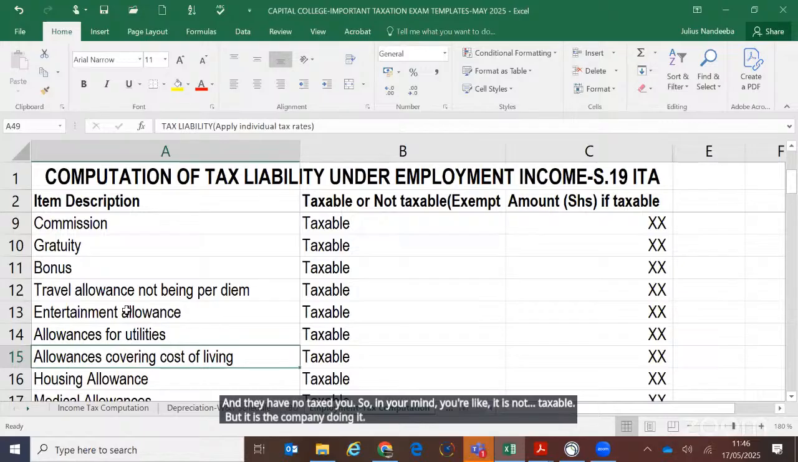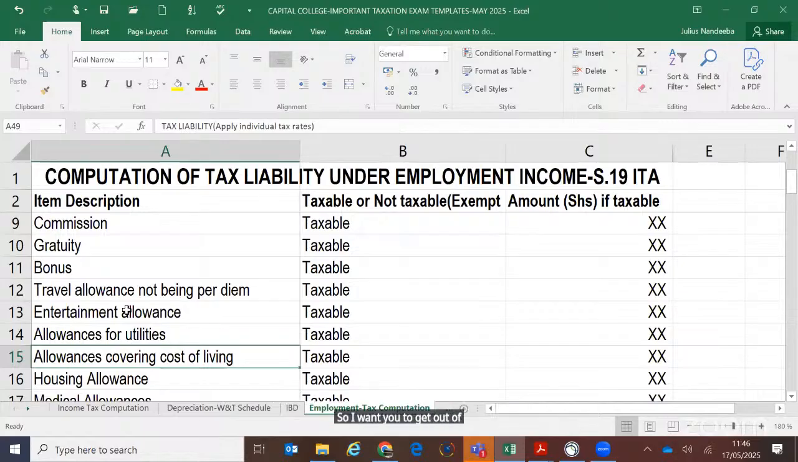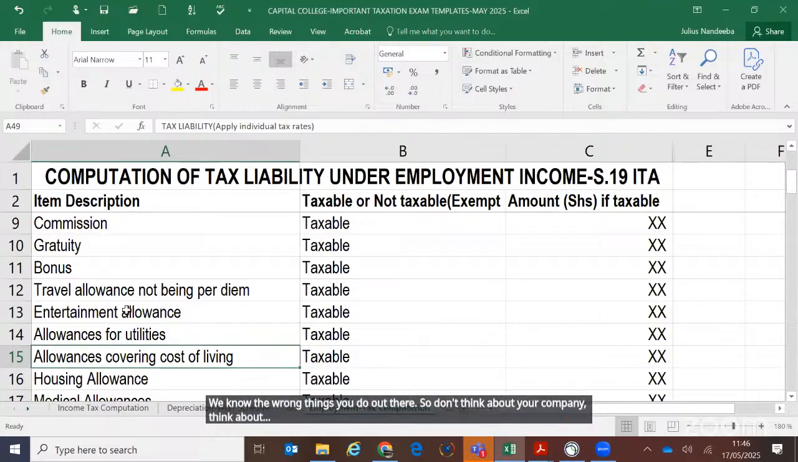So I want you to get out of your normal operations. We know the wrong things you do out there. So don't think about your company, think about the exam, and whatever I've said is taxable is taxable. And you can deal with your company later.